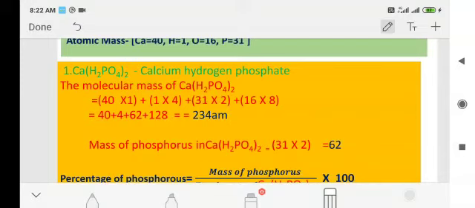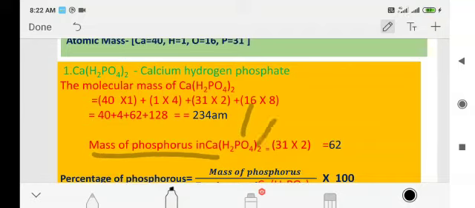Now what is next? The next is you have to find out the mass of phosphorus, because we have to find the percentage of phosphorus, and in this compound there are 2 atoms of phosphorus. Inside you will see only one phosphorus, but outside the bracket there is a 2, which means it applies to phosphorus as well. So that is how here the 2 phosphorus atoms are multiplied with the mass of phosphorus, that is 31 into 2. In that way we have got here 62. We got all the masses.